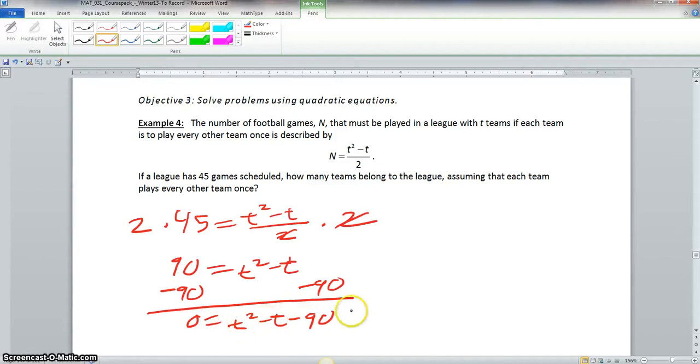Now, on this side of the equation, they have nothing in common, none of those terms, so we'll go off to the side. We will have A is equal to 1, B is equal to -1, and C is equal to -90. And we know our A times C will give us a -90. Now we need to write out our factors of 90.